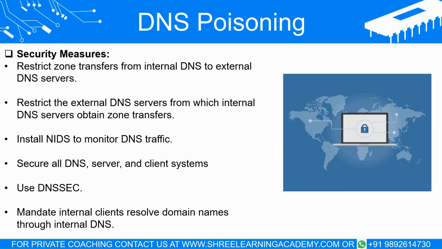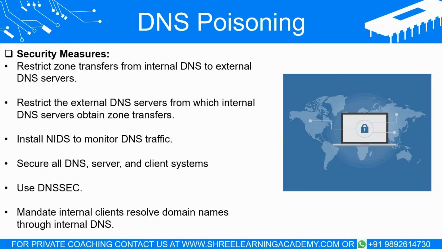Install a network intrusion detection system, NIDS, to monitor for unusual DNS traffic. Thoroughly secure all DNS, server, and client systems within your internal network. Employ DNSSEC to harden the security of your DNS infrastructure. Mandate that internal clients resolve all domain names through the internal DNS. To achieve this, it's necessary to block outbound UDP port 53 for queries, while keeping outbound TCP port 53 open for zone transfers.